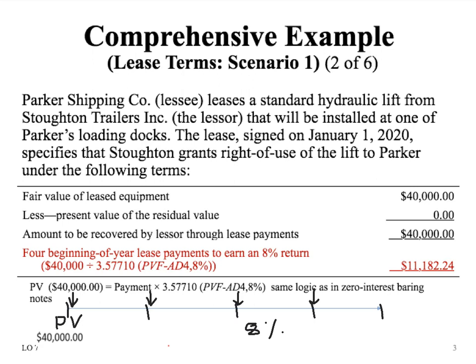Present value of $40,000 equals the payment that we're trying to solve for times the present value factor of an annuity due with I of 8% and 4 periods. If you plug in the amounts, you will end up with the following formula: 40,000 divided by 3.57710. That's a present value factor that you can find in the tables. The result will be the rental payments that the lessor will be requiring.